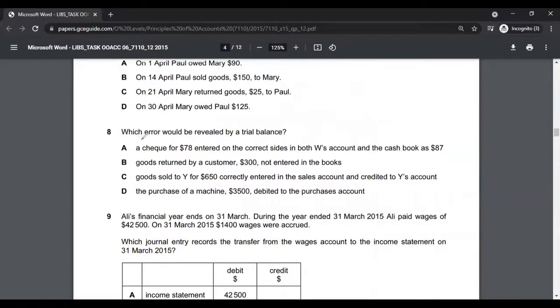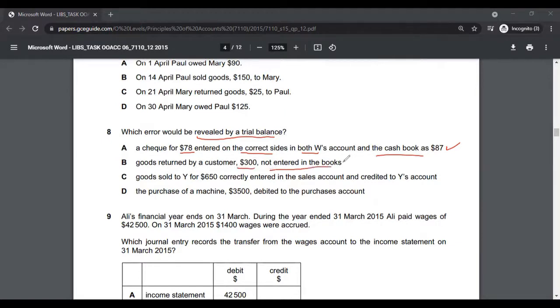Multiple choice 8. Which error would be revealed by a trial balance? A check of $78 entered on the correct sides of both W's account and the cash book. So this is correctly entered, so the trial balance will balance. Option B, goods returned by a customer, $300 not entered in the books. This is omitted, so it will not affect the balance of the trial balance.